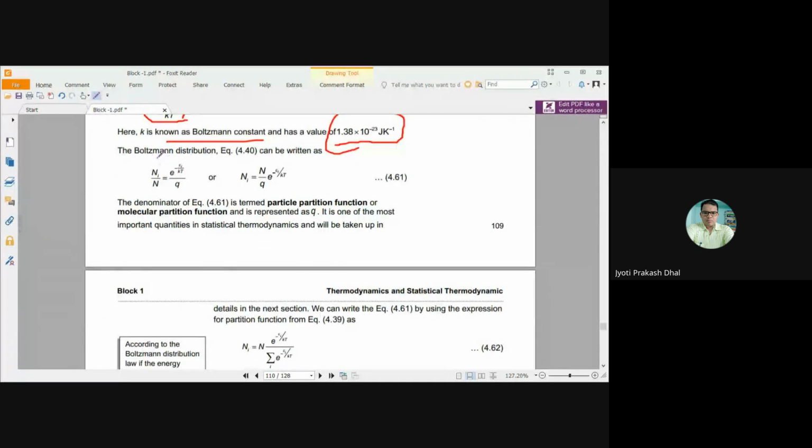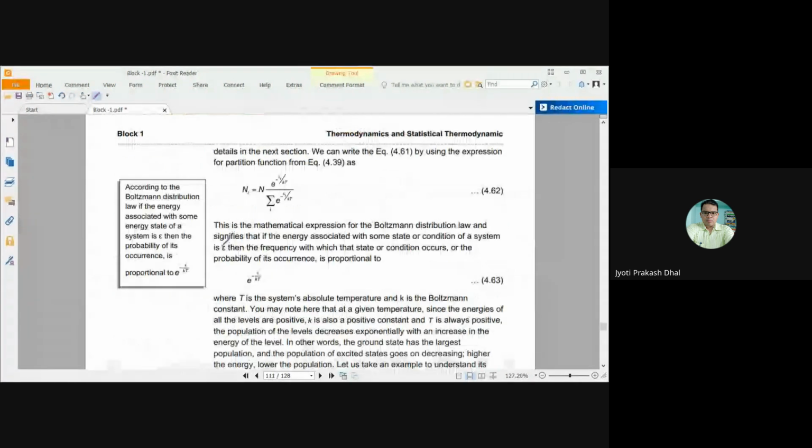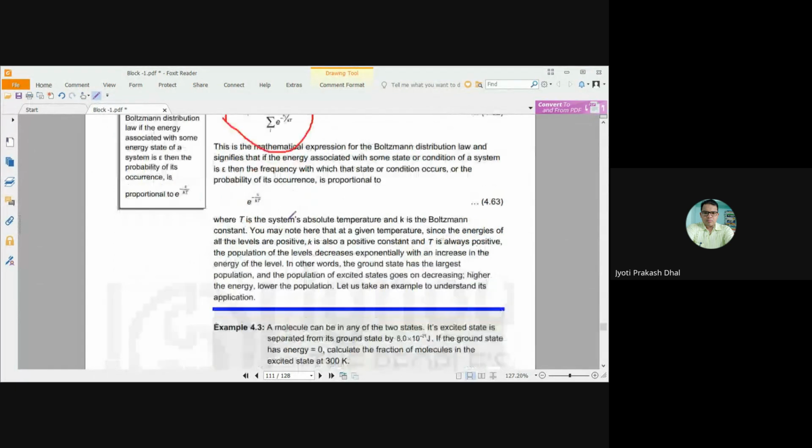So the Boltzmann distribution equation 40 can be written as Ni by N equals e to the power minus epsilon i by kT divided by q, or Ni equals N by q into e to the power minus epsilon i by kT. The denominator is termed the particle partition function or molecular partition function, and here Ni equals N into e to the power minus epsilon i by kT divided by the summation of e to the power minus epsilon i by kT.